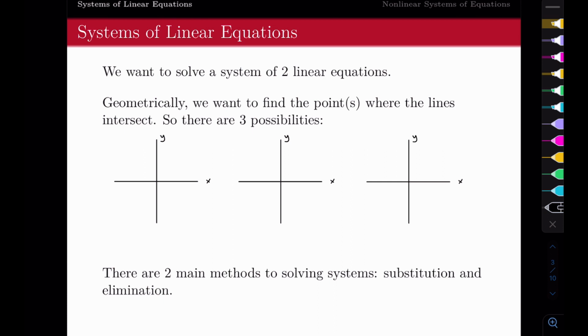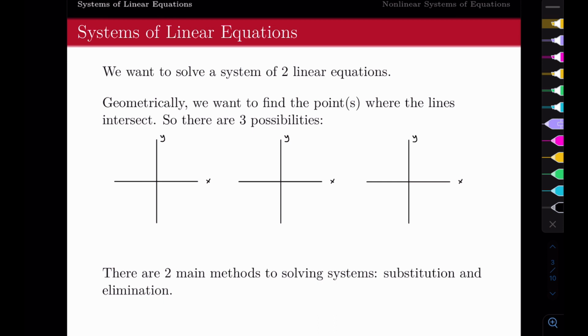So what we have is we're given two equations, and our goal is to see, can we find an xy value that satisfies both of the lines simultaneously? So if we think about this geometrically, we can graph our lines. There's ultimately three things that could potentially happen.